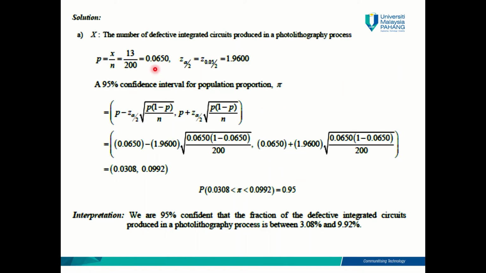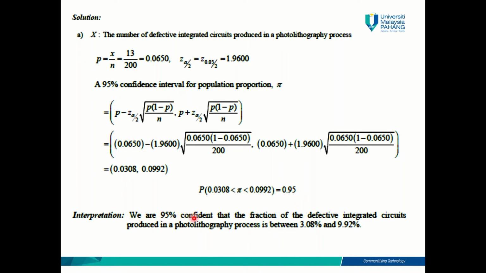So once you have all the values you need, find P, find the critical value, and substitute them into this formula. And then there you have it. You have the confidence interval to estimate the population proportion of defective circuits for this study. Please take note that for confidence interval for population proportion, there is no unit. There is no unit required to be written down in your answer.